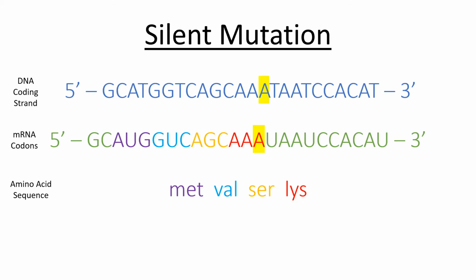If a mutation were to occur that changed a guanine to an adenine in the DNA coding strand, this same change would occur in the mRNA sequence. This would not result in a change in our amino acid sequence, however, because AAA and AAG both code for lysine. This is an example of a silent mutation because it does not change the amino acid sequence.